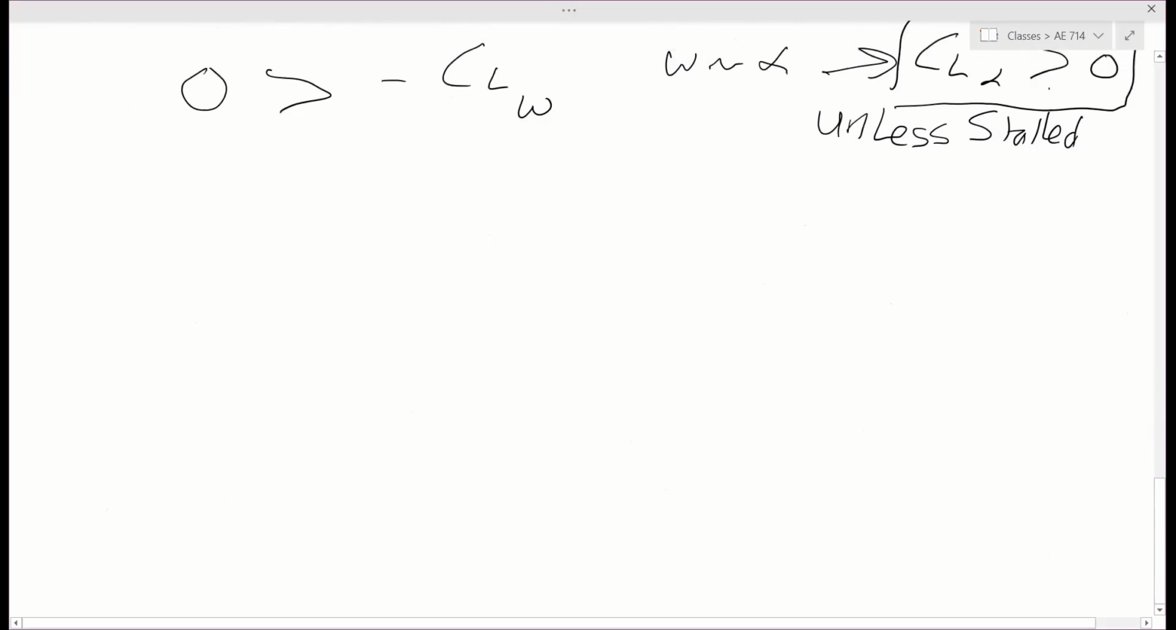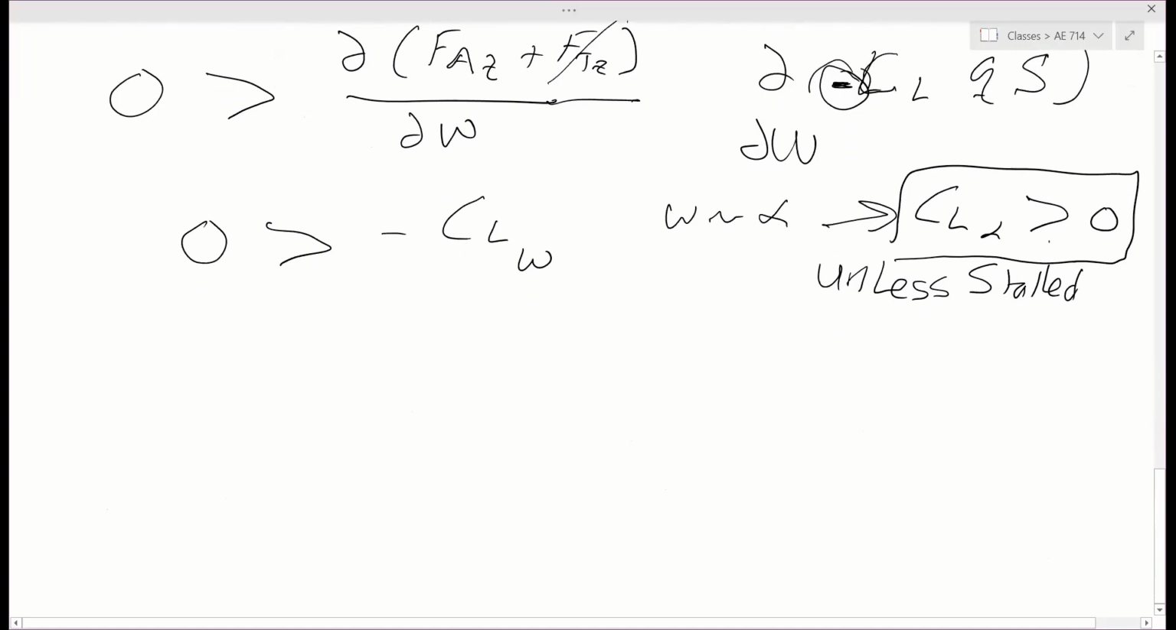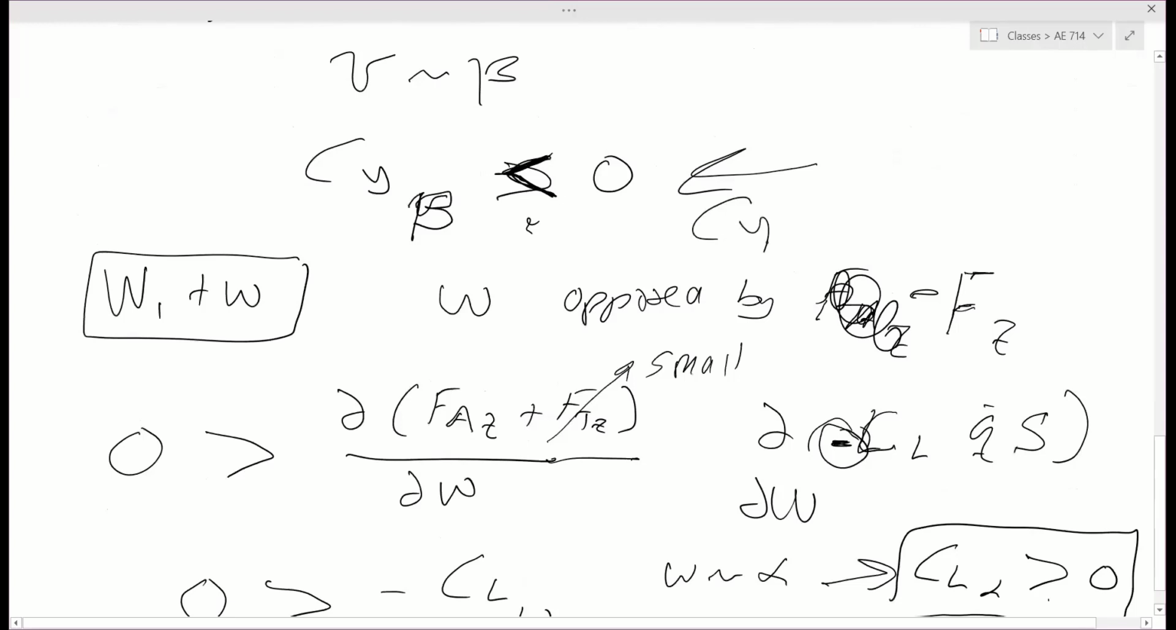Kind of what? You mean down like that? Yeah, down. There we go, to the Y. Yeah, I apologize. This should be CY beta less than 0.